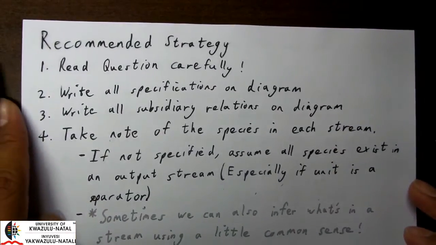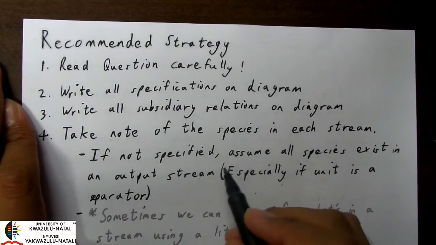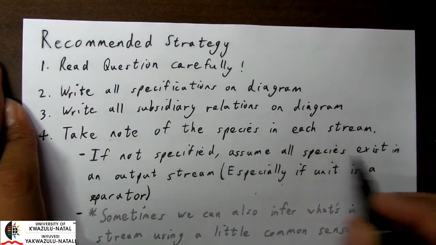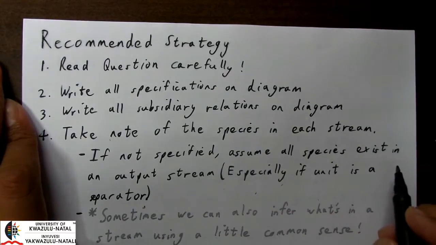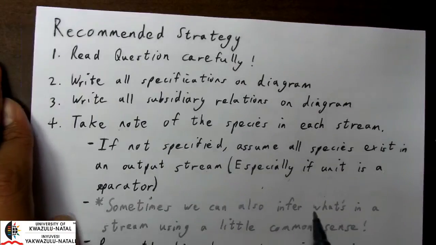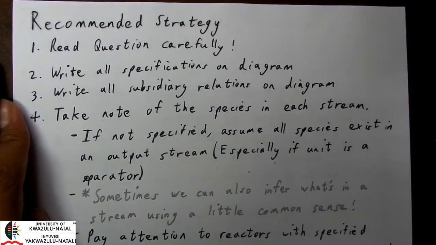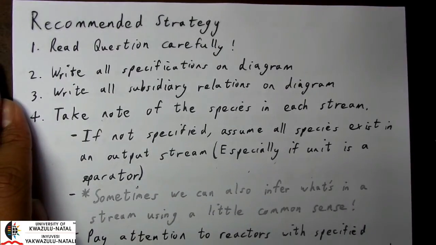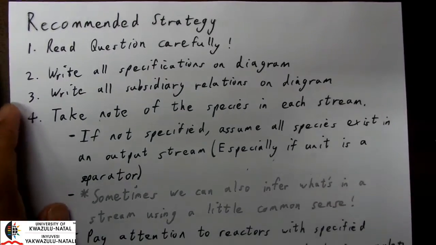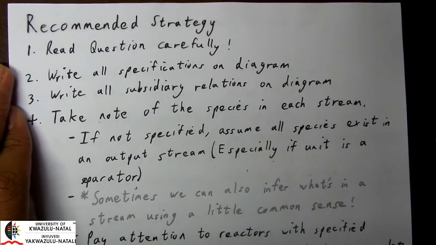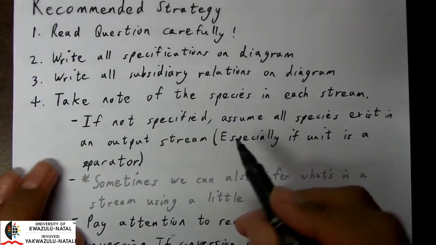Take note of the species in each stream. If this is not specified, then assume all species exist in an output stream, especially if a unit is a separator. Sometimes we can also infer what's in a stream using a little common sense. If something is a separator and separation is stated to not be 100% efficient, then you will typically have all different products in all of your product streams, although at different concentrations. So take note of that.